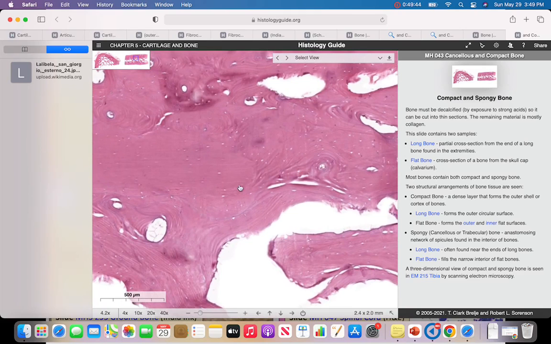If you remember, cartilage appears basophilic, it appears blue, because its main content is proteoglycan, which contains sulfated GAGs, and sulfated GAGs are negatively charged, so they attract hematoxylin. But when we see bone, the main organic component of bone is type 1 collagen fiber, and as you know, collagen fibers are eosinophilic. So bone appears pink in H&E staining.